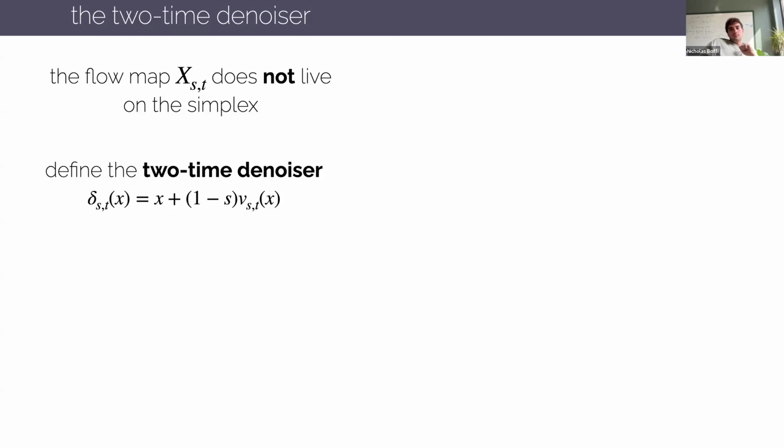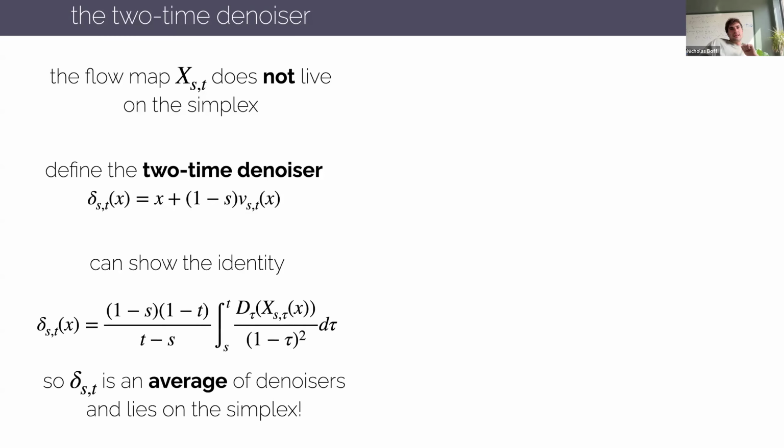But one key result that we can show about this is that it satisfies the following identity. Delta st is equal to this time-dependent term times this integral from s to t of the denoiser. In fact, it's an average of denoisers, and it lies on the simplex. It's not 100% clear just from this relation alone. You can look at the proof in our paper, but you can prove it by checking that everything sums to 1 and that everything is non-negative.